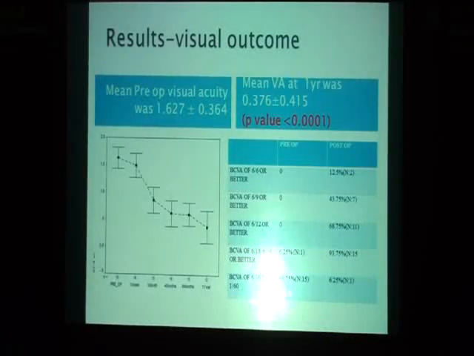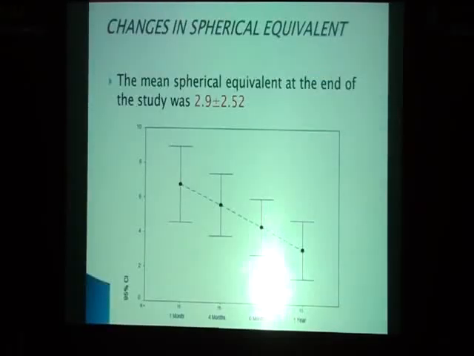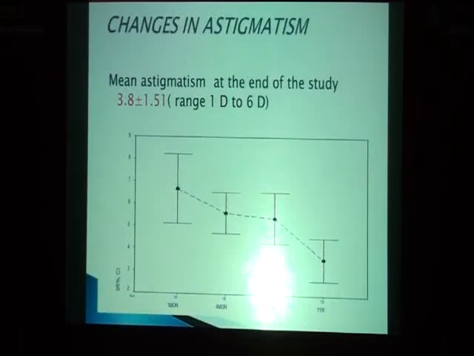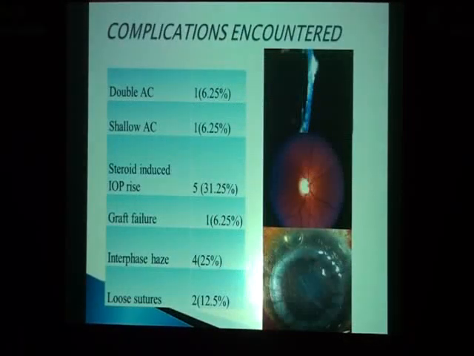The mean pre-op visual acuity at the start was 1.627, and the visual acuity at 1 year was 0.376, and the difference between the two was statistically significant. The mean spherical equivalent at the end of the study was 2.9, and mean astigmatism was 3.8. Complications encountered were double anterior chamber and shallow anterior chamber, both resolved with conservative management.